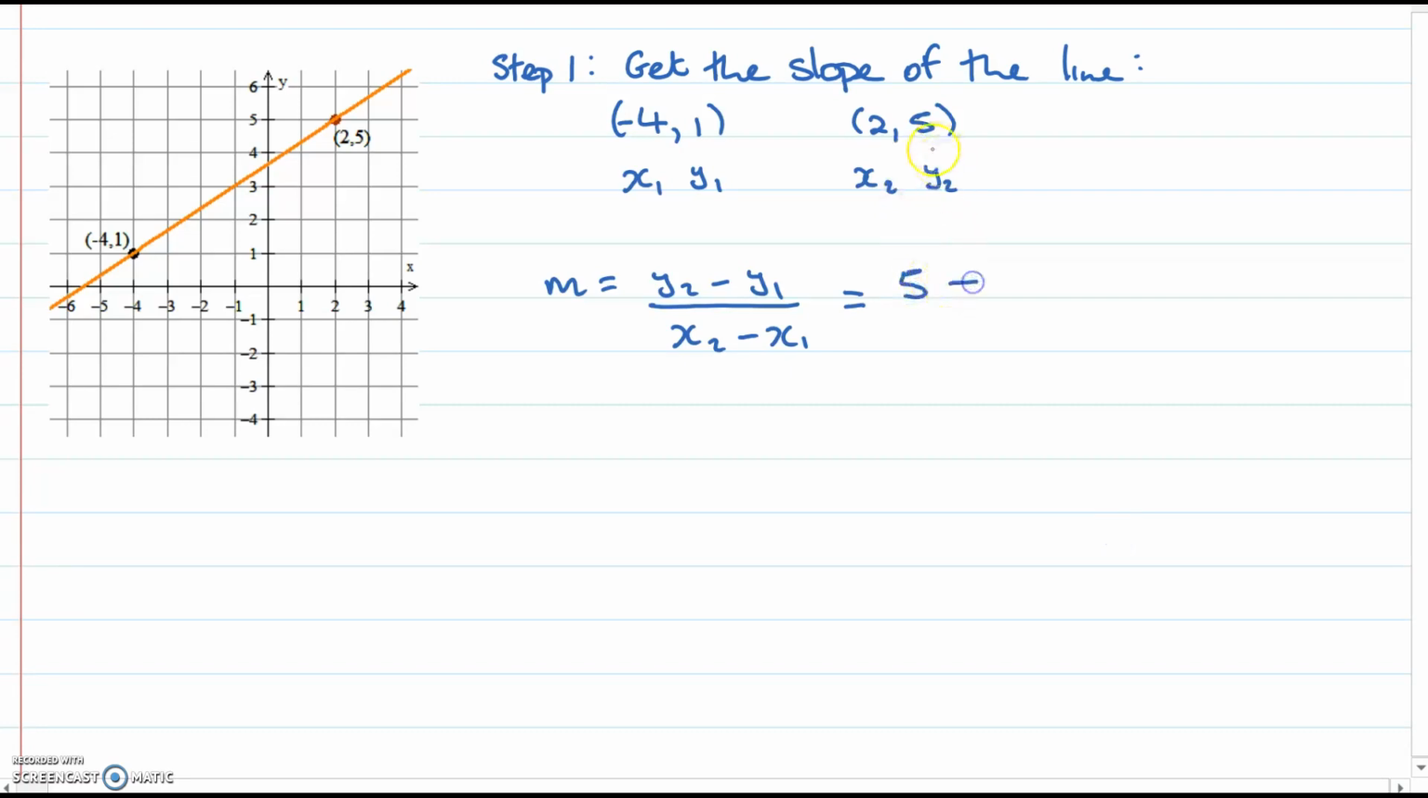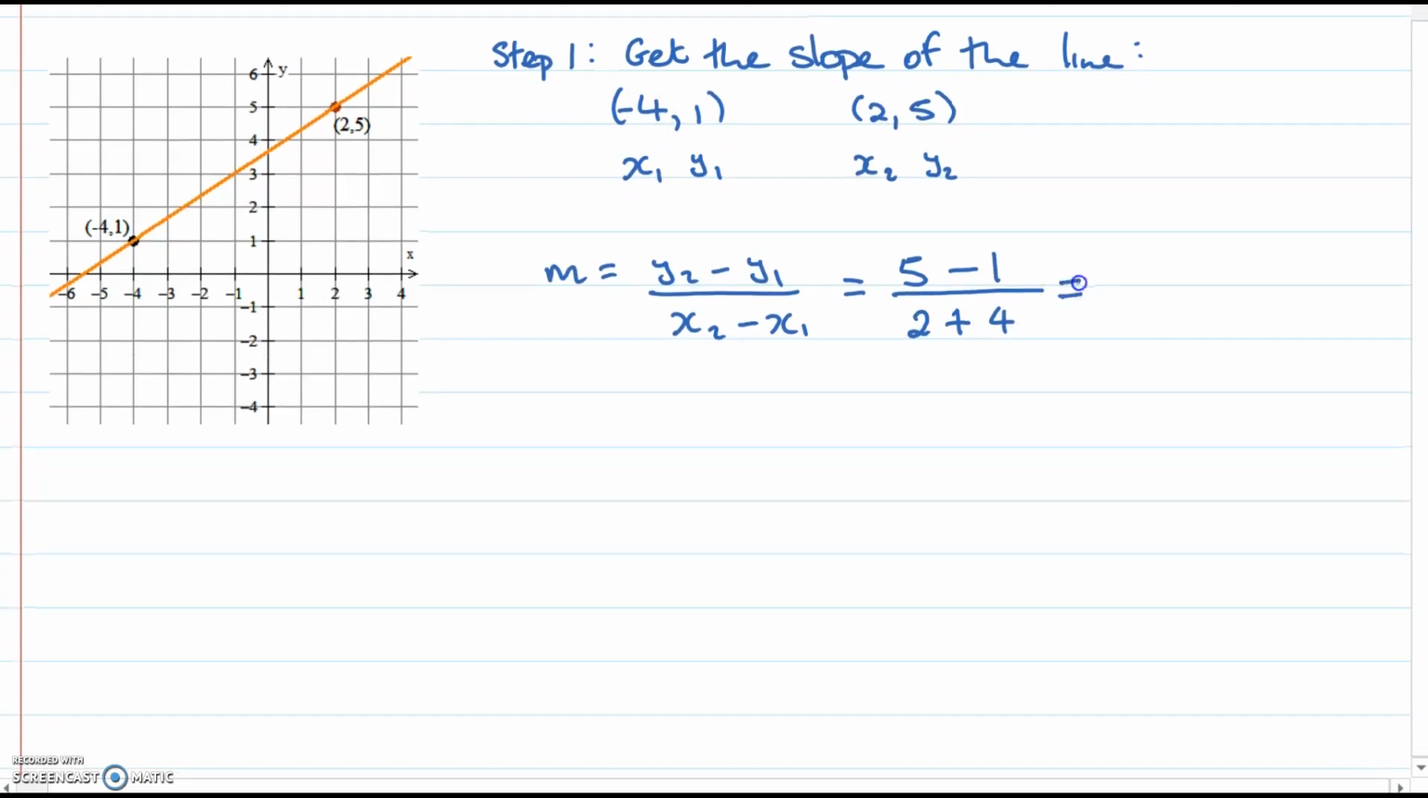So y2 is 5 minus y1 is 1. And x2 is 2 minus x1 is minus 4. So it's 2 minus minus 4 is 2 plus 4. Oops, sorry about that. A little bit messy. 2 plus 4. Okay, because it's 2 minus minus 4. Alright, so 5 minus 1 is 4, and 2 plus 4 is 6.